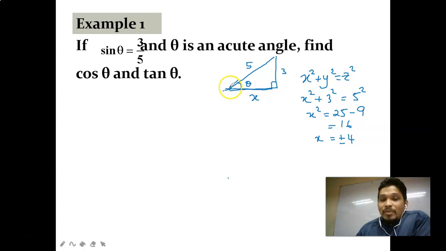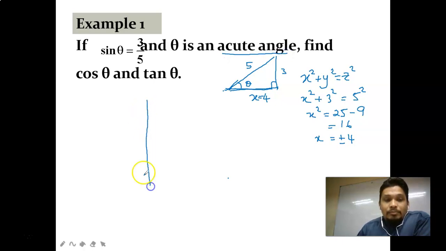X is a measurement here. It cannot be negative. But the negative sign shows the direction, whether to the left or right. So it means that the value of x equals 4. If this is the x-axis and the origin point, 4 to the left side means negative 4. Okay, now let's get back to this one here, the acute angle.